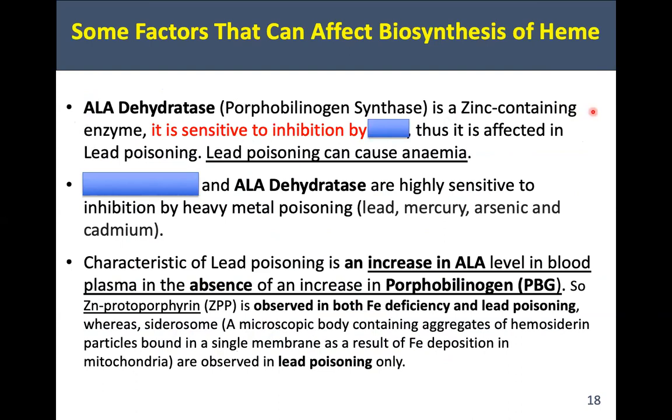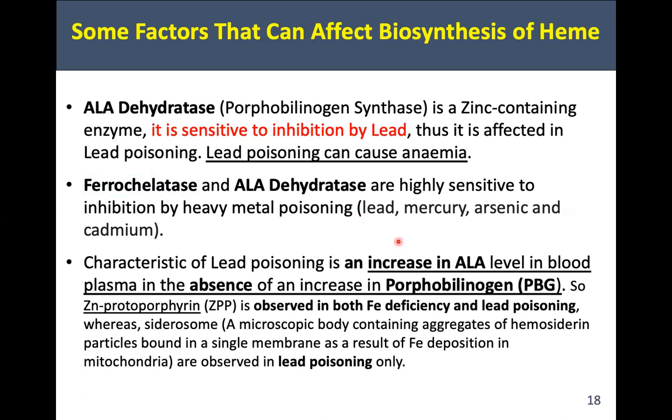Okay, so ALA dehydratase, remember this is the second enzyme in the pathway. What is it inhibited by? Lead, right? And also, what is the second enzyme that can also be inhibited by lead? What was the name of that enzyme? Ferrochelatase. The very last enzyme in the pathway, ferrochelatase, can also be inhibited by lead.